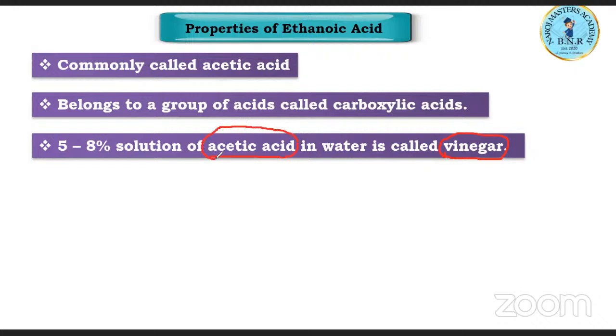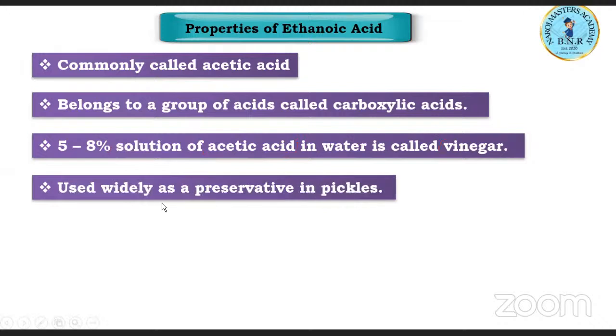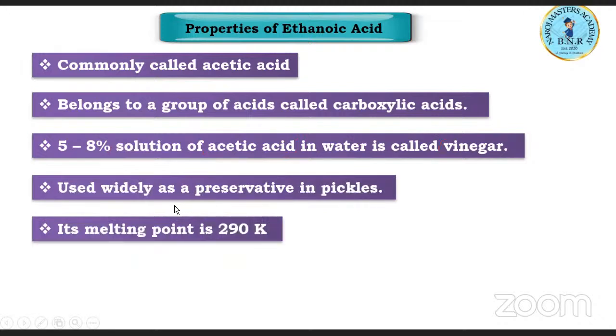How much percentage of acetic acid has to be present in water so that we call it vinegar? 5 to 8%. The remaining 90 to 95 percent is water and 5 to 8% is acetic acid. Then we call it vinegar. It is used widely as a preservative in pickles. Its melting point is 290 kelvins.